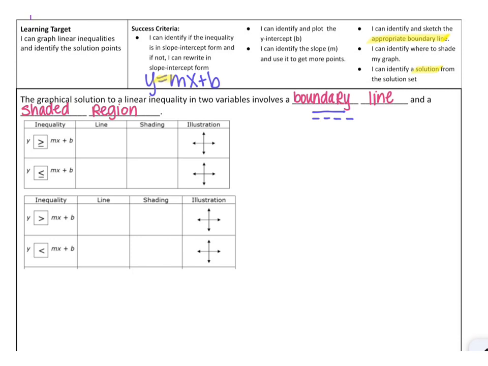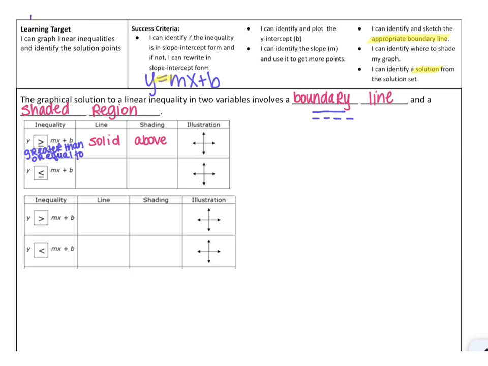So let's look at this top one. We have y is greater than or equal to mx plus b. I wrote that in words, greater than or equal to. And if it's greater than or equal to, we're going to have a solid line because it's equal to y. It's not just y is greater than, it's y is greater than or equal to. So that line will be solid. The shading, because it says y is greater than, is going to be above the line.